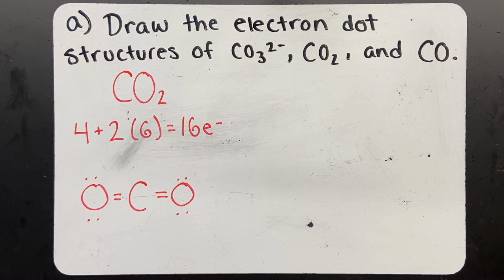Notice that this is the only structure that satisfies the rule that carbon wants to make 4 bonds and oxygen wants to make 2 bonds. Also notice that both carbon and oxygen have 8 valence electrons, satisfying a second rule.